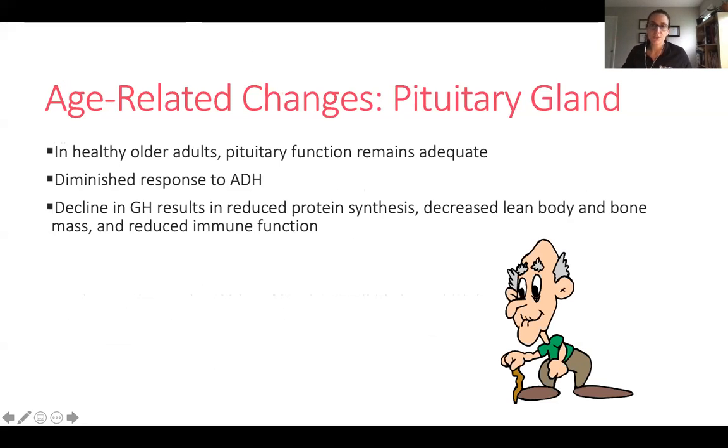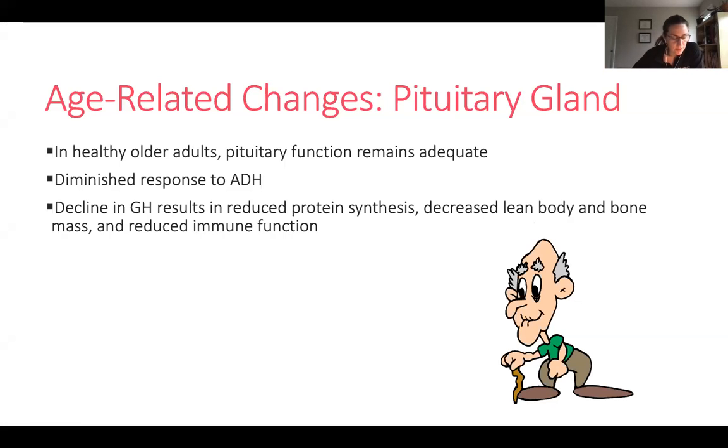As far as age-related changes, in the healthy older adult, the pituitary function remains the same. So there's not really any degeneration that occurs with age, but they have a diminished response to ADH. That is the hormone that maintains your hydration status. And then there is a decline in the secretion of growth hormone, because they're already fully grown. They have reduced protein synthesis, decreasing the lean body and bone mass, and it reduces immune function as well.